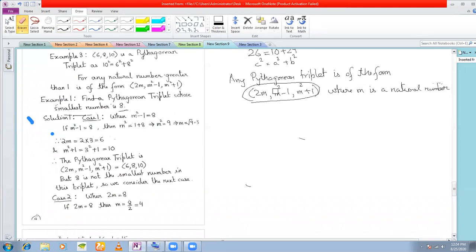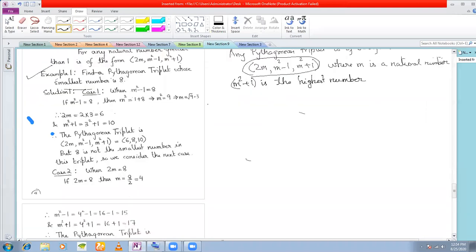And remember, in this formula, obviously m square plus 1 is the highest number. Okay. So let's see this problem. Find a Pythagorean triplet whose smallest number is 8.